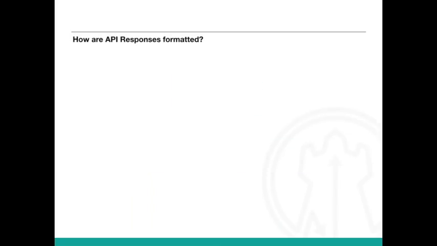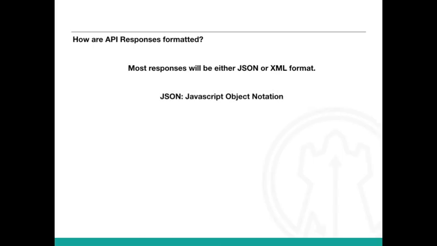API response formatting we briefly touched on, but now we're going to go into it a little more deeply. Again, most responses are going to be in either JSON or XML format. JSON stands for JavaScript Object Notation. This is the first format that we were looking at in the previous slide. You'll typically see brackets, colons, commas, and a lot of strings. The keys are always stringified, but you can have multiple data types in the values. XML stands for Extensible Markup Language. This looks very similar to HTML, which was the second image that we were looking at in the previous slide.